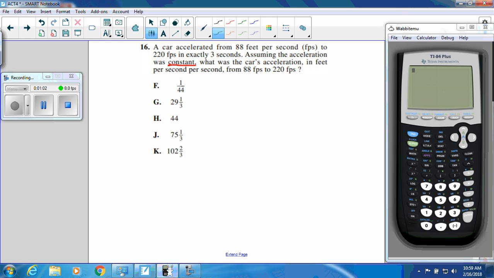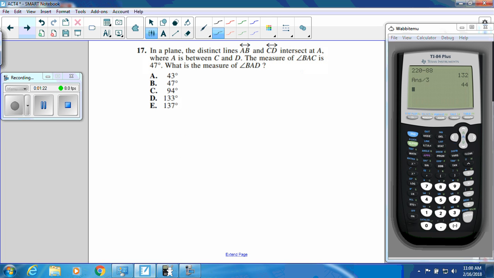All right, so we've got 220 minus 88, and I'm using the calculator for accuracy here, and I get 132. And then I divide that by the amount of time it took for the acceleration, which was 3 seconds, and I get 44 feet per second per second.